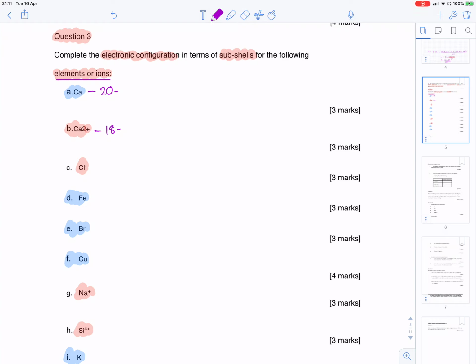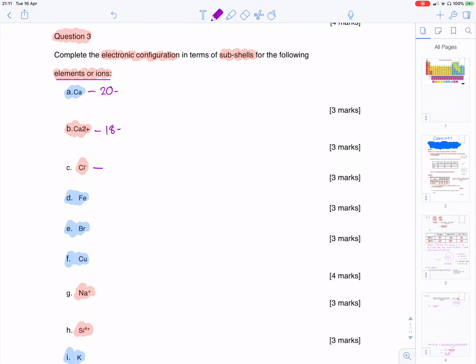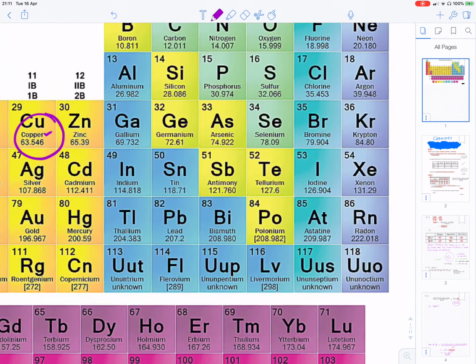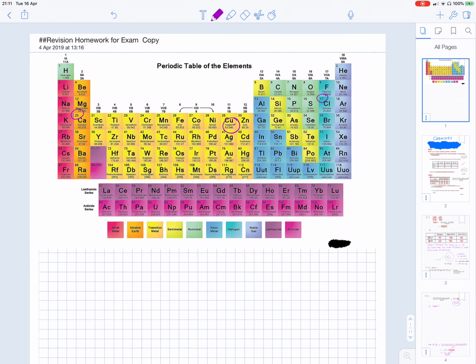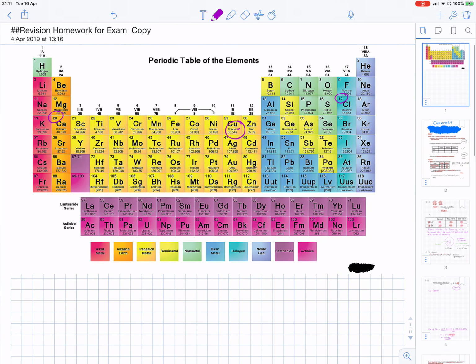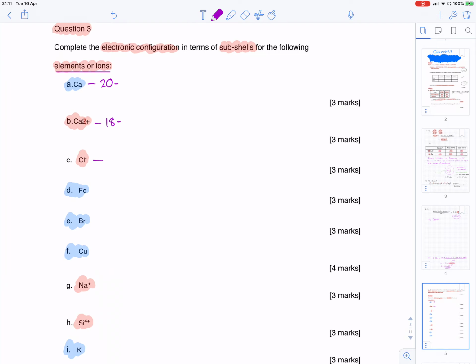Chlorine has actually gained an electron, that's why it's negative. So we just go to the periodic table and we look for chlorine, and initially it's got 17 electrons, but because it's gained an electron to get a negative charge, we're just going to put that it's got 18 electrons.